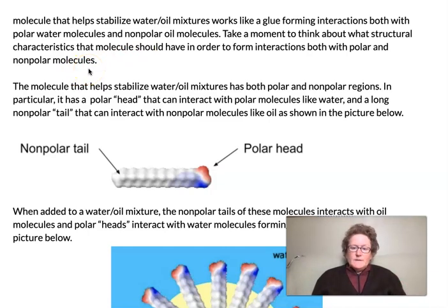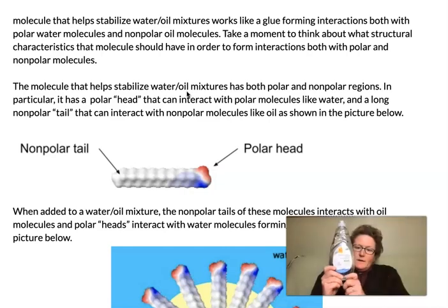We talked about in class that these molecules have sort of dual personalities, or we can call them peacemaker molecules, because they can interact both with the non-polar molecules and the polar molecules, because they are molecules that have both a polar end and a non-polar end, and they line up in a very special way when they encounter polar and non-polar molecules. The molecules that help stabilize water-oil mixtures have both polar and nonpolar regions.